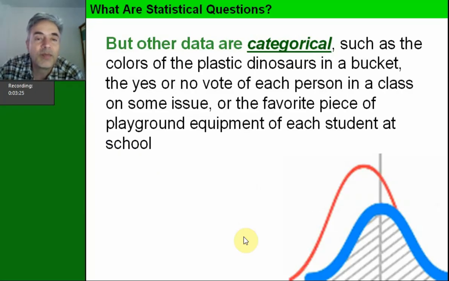So it's not a matter of finding numbers, it's a matter of finding their opinion, right? Yes or no for this kind of issue. If you vote yes or no, or what the color is. So it's not talking about numbers in this case. So they're not numerical.